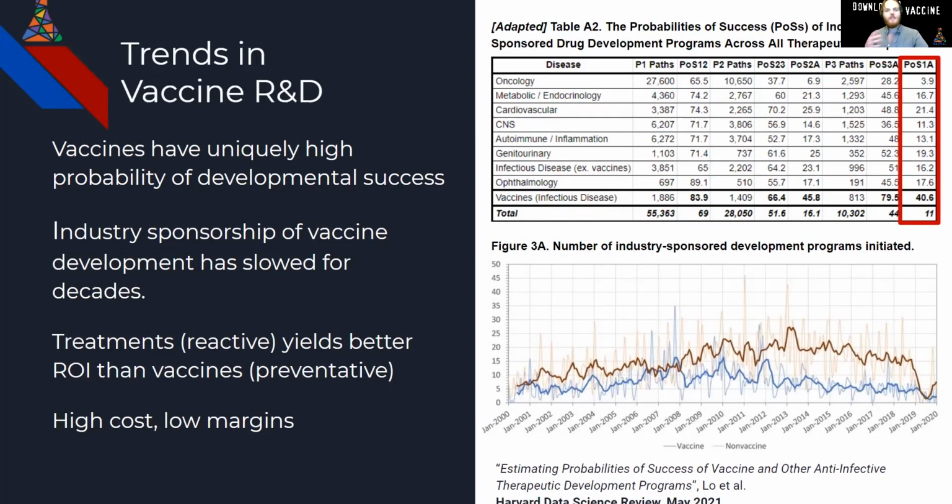It turns out that vaccines have a uniquely high probability of success in development, close to 40% compared to 11% across all therapeutic groups. But industrial sponsors have been pulling out of the vaccine development business for at least the past 2 decades. So Professor Lowe and others began to understand that vaccines are a high cost and low financial reward, low margin investment, and generally a turnoff for industrial or industry sponsors, biotech, pharmaceutical companies, as well as their investors.